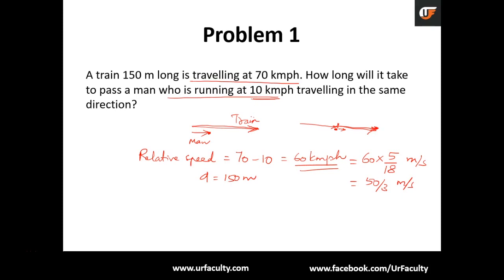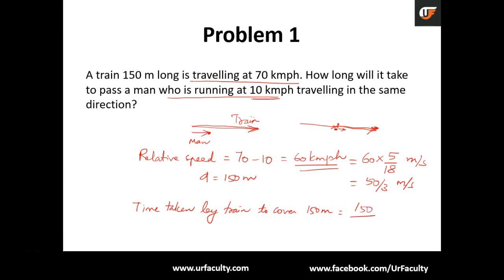Keep the fraction till the end of the problem. Okay, so now how do you solve this finally? So the time taken by the train to cover 150 meters. If we know the time taken by the train with respect to the relative speed to cover 150 meters, we know how much time it will take to cross the man. So how much is that?